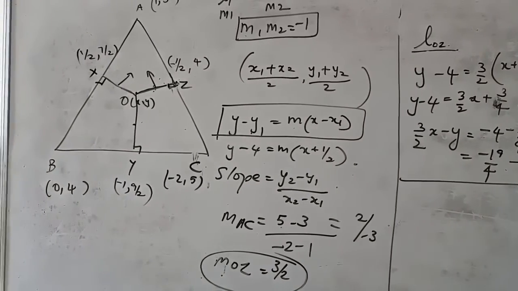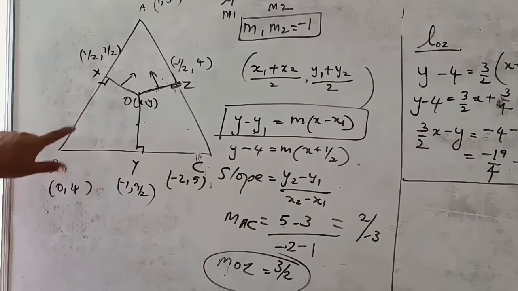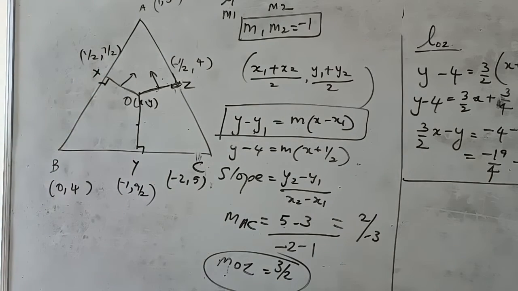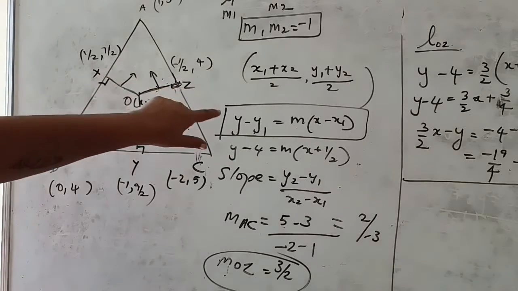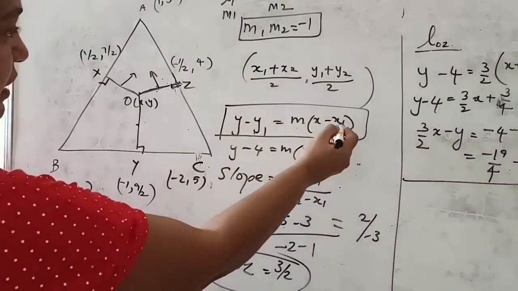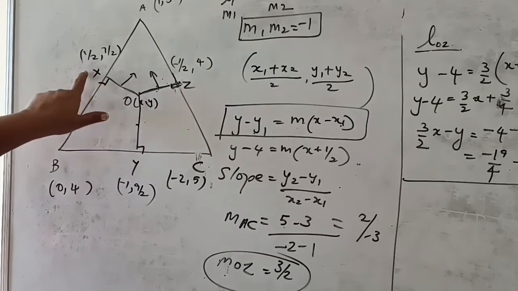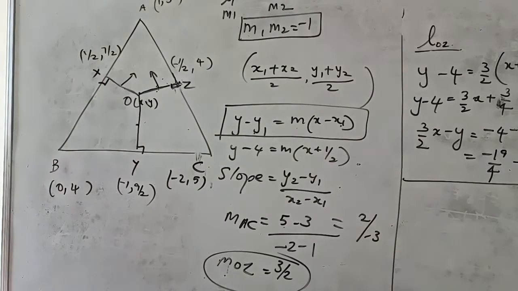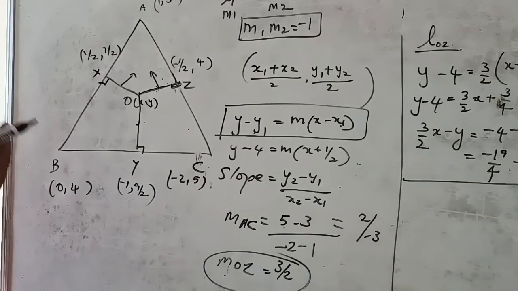In order to find the equation of the line OX, the first step was to find the midpoint of the line AB, which I have already found as 1 by 2, 7 by 2. In order to find the equation of the line OX, I will apply the same formula, y minus y1 is equal to m into x minus x1. I know the value of y1 and x1, which is 1 by 2, 7 by 2. I need to get the value of m, which is the slope of OX, which I can get by getting the slope of AB. Right?